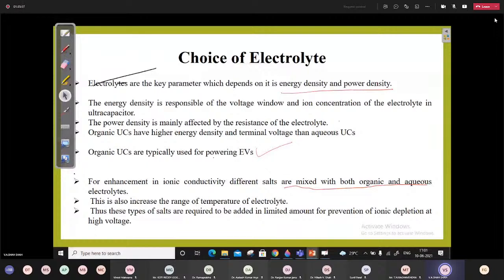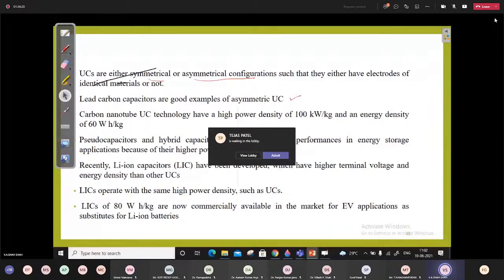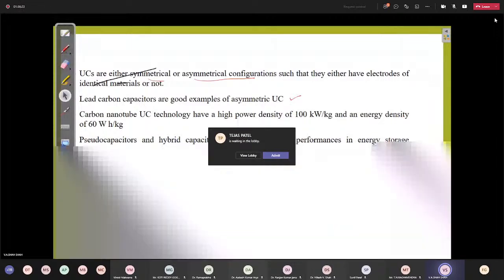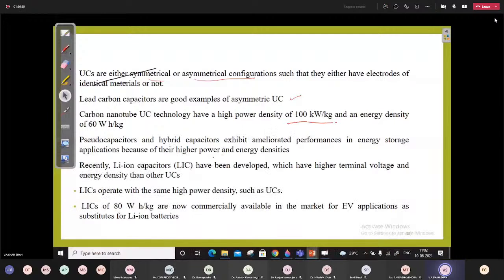Again, supercapacitors are in a symmetrical or asymmetrical configuration, such that they either have electrodes of identical material or not. If they are built with identical materials, they are symmetrical in nature, or otherwise they are asymmetrical in nature. Lead carbon capacitors are a good example of an asymmetrical supercapacitor. Usually, it is very difficult to have symmetrical identical material. Carbon nanotube SC technology has a high power density. It can go up to 100 kilowatt per kg, and an energy density of 60 watt-hour per kg.